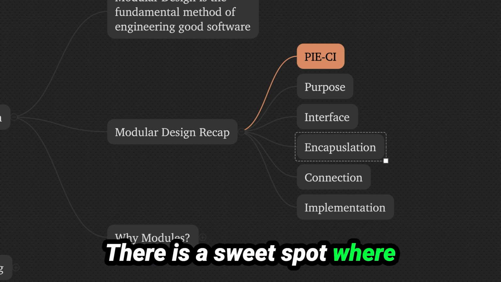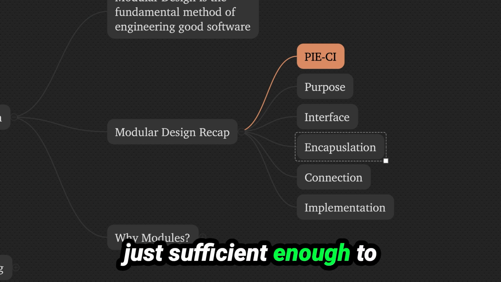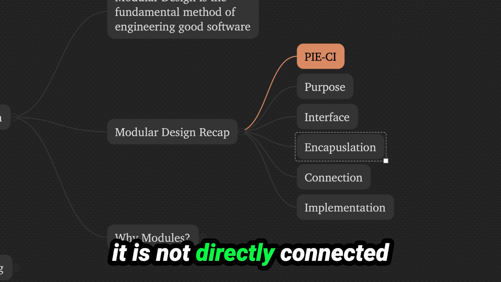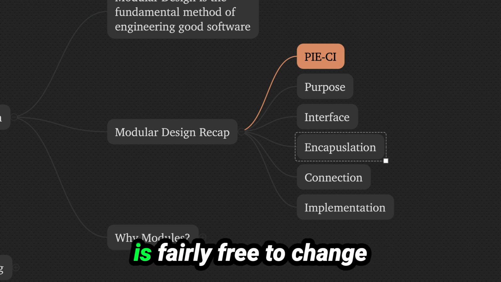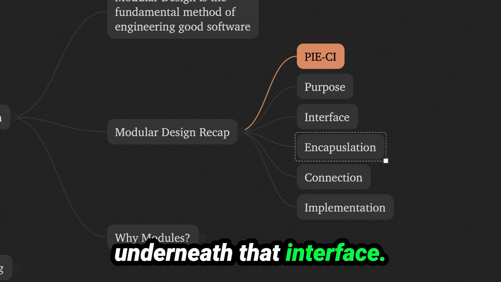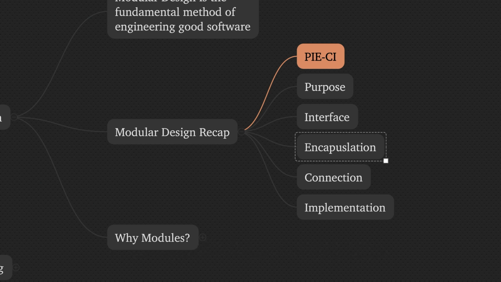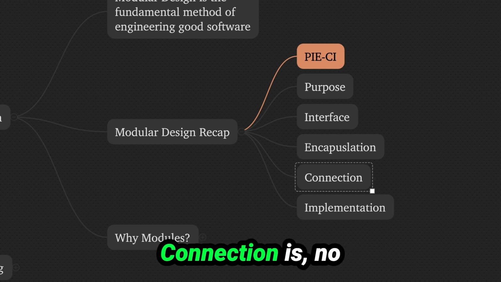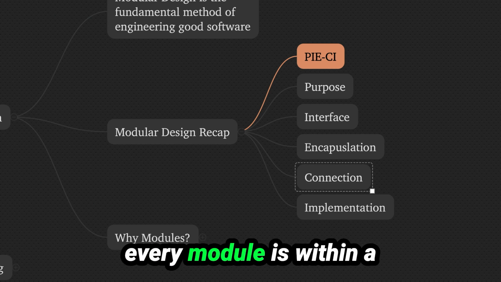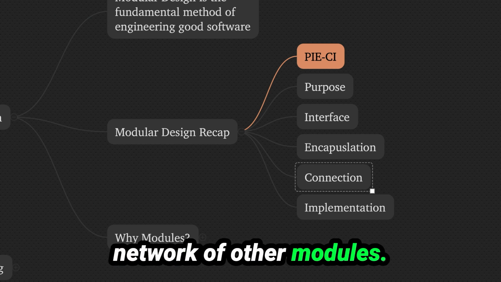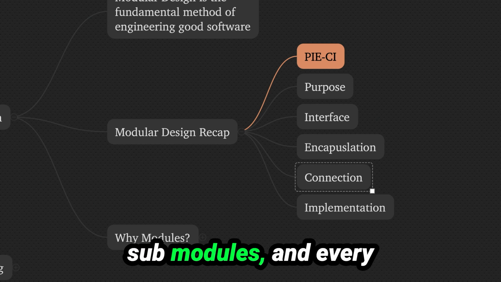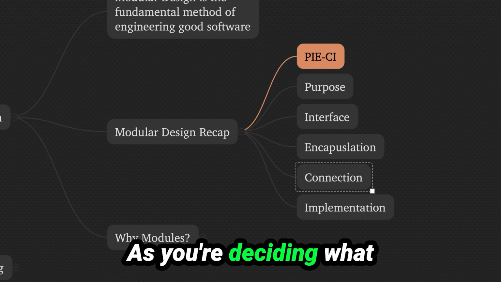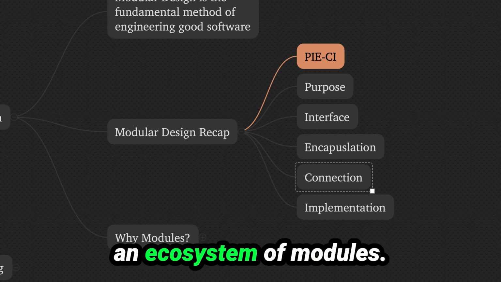There is a sweet spot where you have an API which is just sufficient enough to be powerful and flexible and serves a purpose, but it is not directly connected to the implementation, and that the implementation is fairly free to change underneath that interface. So that's the PIE. CI is for connection and implementation. Connection is no module is an island. Every module is within a network of other modules. A module will be leveraging submodules, and every module itself will be a submodule of other modules. As you're deciding what goes in what module, you're actually looking at an ecosystem of modules.